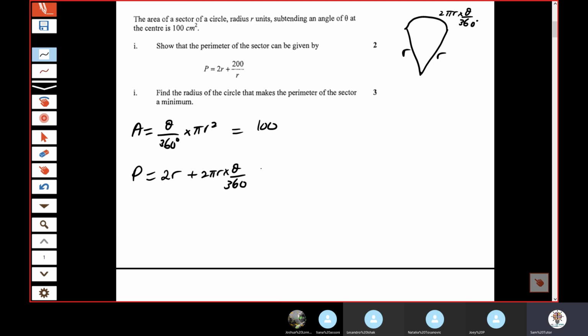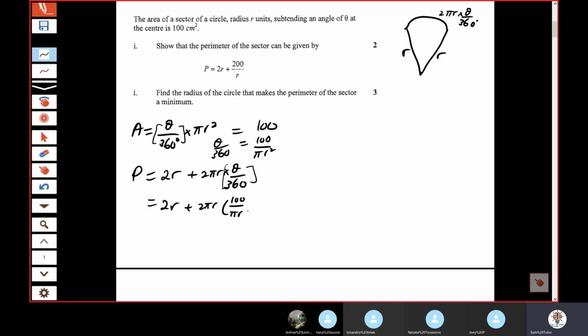Theta. So instead of making theta the subject, you know what I'm going to make the subject? Theta on 360. Because isn't it the same in both? That's pretty clever, isn't it? So I'm not going to make theta the subject, I'm going to make theta on 360 the subject. So that means theta on 360 from here is equal to 100 on pi r squared. And by any stroke of luck, we should be done.